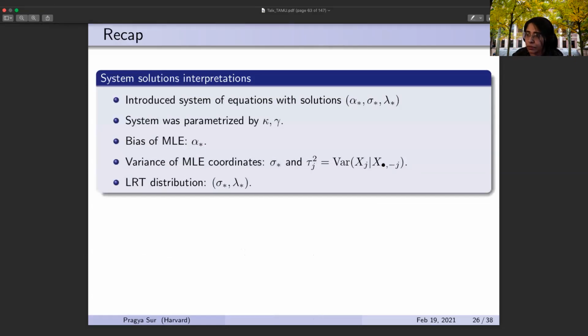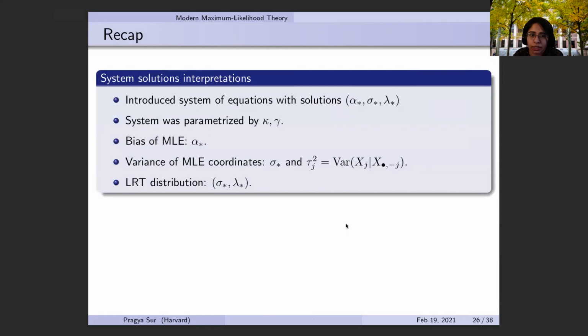Okay, so let me recap what I have presented so far. I introduced a system of 3 equations. Its solution has 3 members. We saw that one of the members characterizes the bias of the MLE, and the variance of the MLE is characterized by another member in this solution, and the conditional variance of each covariate given all the others. And then the log likelihood ratio distribution is characterized by the variance of the MLE coordinates and this third member lambda star. Now, the system was parameterized by kappa and gamma, right?